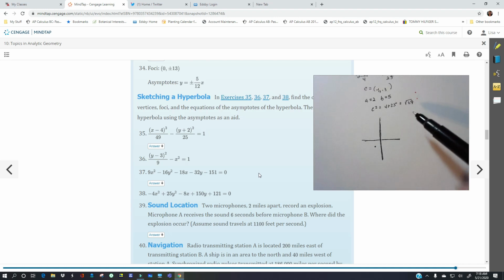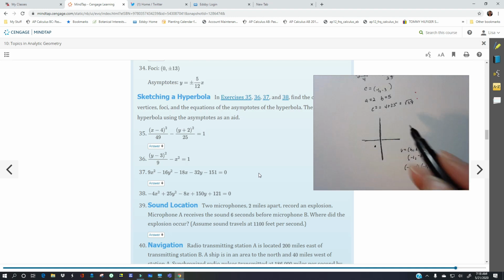But anyway, the vertices, right? I have my center, but I need to find my vertices here. And since this is a hyperbola and y comes first, then what I know is that my vertices are going to be h, comma k, plus or minus a. And h is -1, k is -3, plus or minus 2. So my vertices are going to be at -1, -3 plus 2 is -1, and -1, -3 minus 2 is -5. So I'm going to have vertices at -1, -1, and -1, -5.